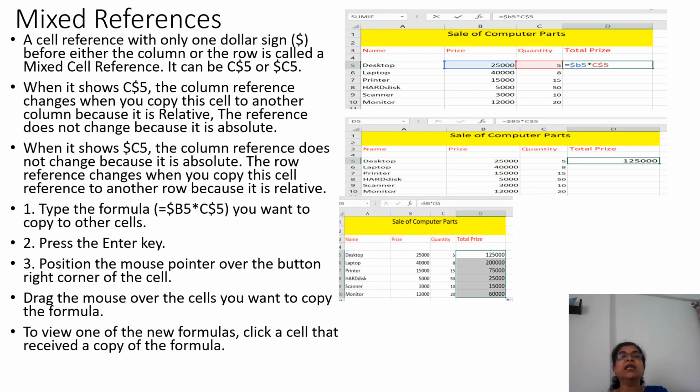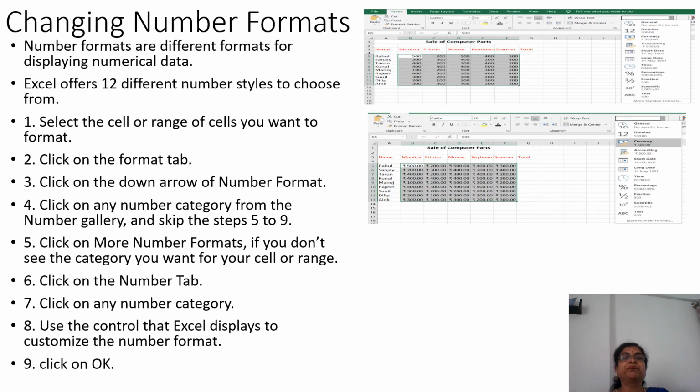Now, mixed reference. A cell reference with only one $ sign before either the column or the row is called a mixed reference. Here, C$5 or $C5. Okay, now here see, a mixed reference, what will happen here. Same example, it is $B5. This is a relative reference and this is an absolute reference. So one relative and one absolute, that is called a mixed reference. We'll get the same values for this.